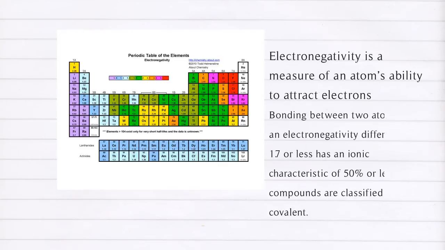Now you can estimate what the bond is between the two elements by calculating the difference in the elements' electronegativity. Bonding between two atoms with an electronegativity difference of 1.7 or less has an ionic characteristic of 50% or less. These compounds are classified as covalent.